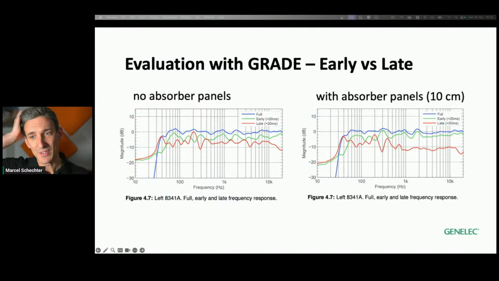For example, you see on the left side, this is an early versus late. So once again, green curve is direct sound, and red curve is diffuse sound with no absorber panels, and then with some absorber panels. This is really only basic stuff. 10 centimeter panels foam, so very inexpensive. And you can already see that above approximately 3, 4, 500, this corridor is wider, so I get a clearer dominance of the direct sound.